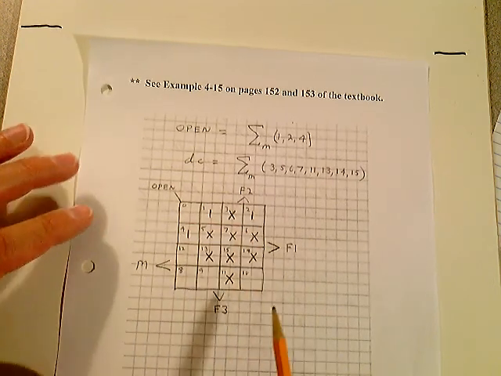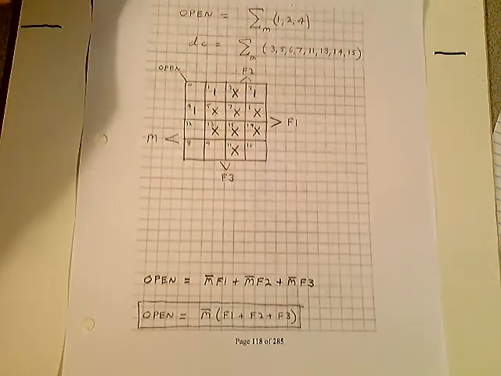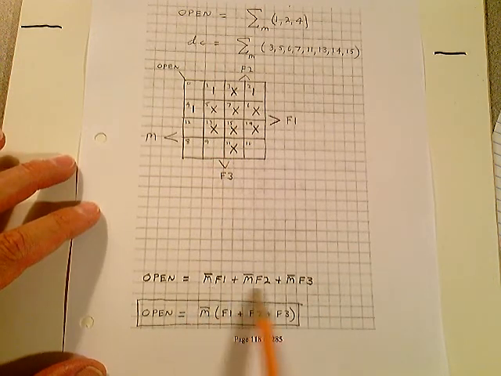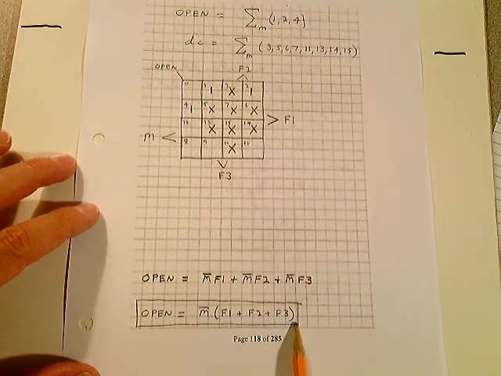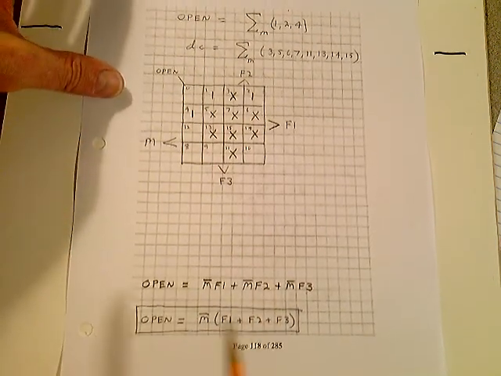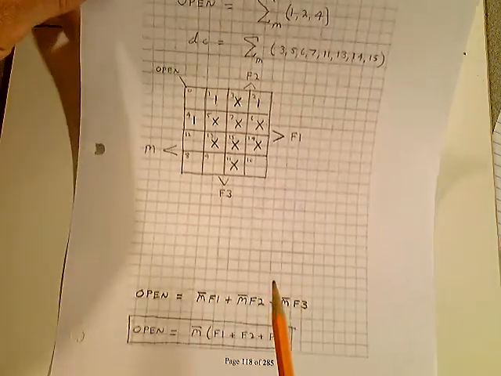So work this problem out, and these are the answers down here. Open is equal to this Boolean expression, and if we factor out an m bar, we get this for a final solution. That's a very good problem. Make sure you find it in the textbook and look it over. Great application.